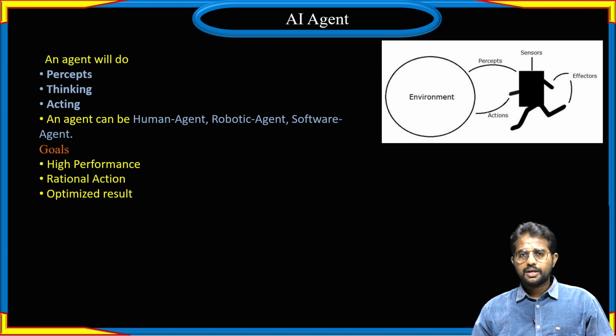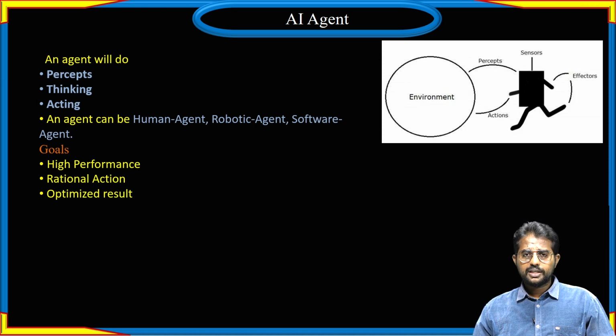An agent can be a human agent, a robotic agent, or a software agent. For a human agent, the sensors will be the eyes, nose, and skin. The action is performed by the effectors and actuators. For a human agent, the hands and legs will be the effectors.